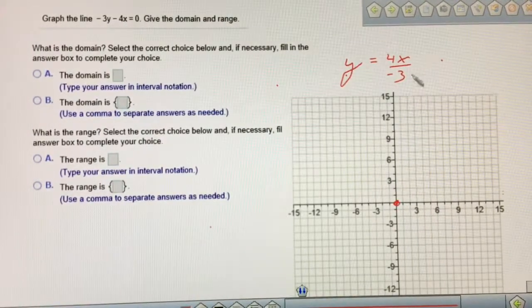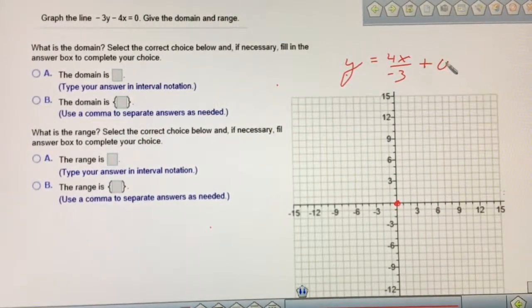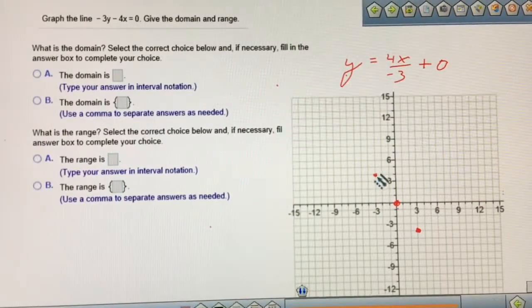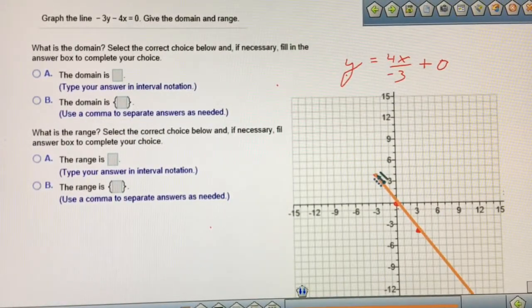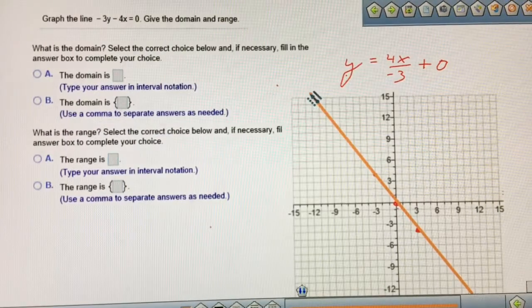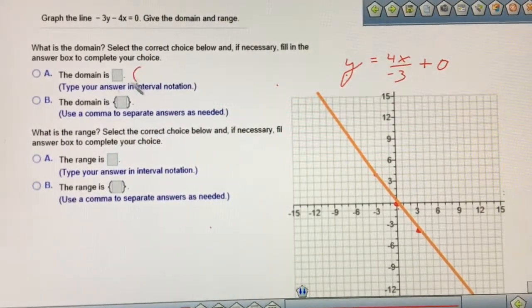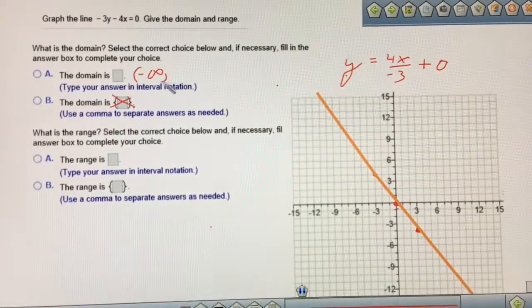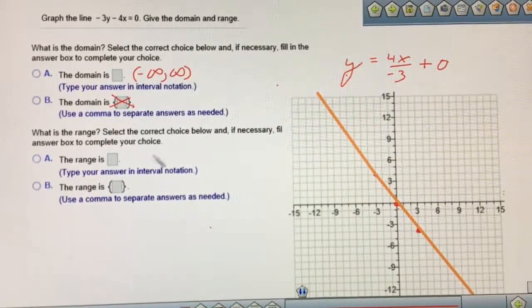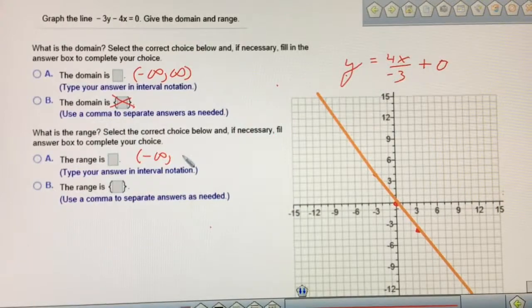So it goes through 0, 0. There's a plus 0 technically at the end of this. So it goes through 0, 0. And then it goes down 4, 1, 2, 3, 4, over 1, 2, 3. And I'm going to draw a line through there as best as I can. Again, the program is pretty good. Now it asks me for the particulars. The domain is a range of numbers from negative infinity to infinity. And the range is also a range of numbers from negative infinity to positive infinity.